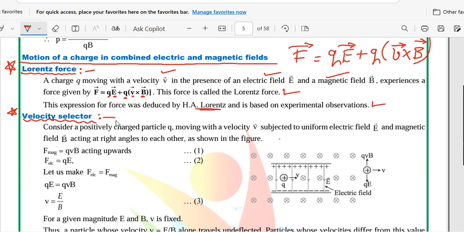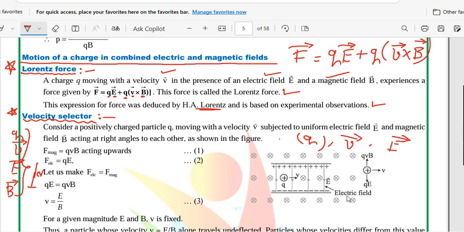Now consider a positively charged particle, that is Q, moving with a velocity v bar, subjected to uniform electric field E bar and magnetic field B bar acting at right angles to each other. These three, the charge's velocity v bar, the electric field E bar, and the magnetic field B bar, must be perpendicular to each other.